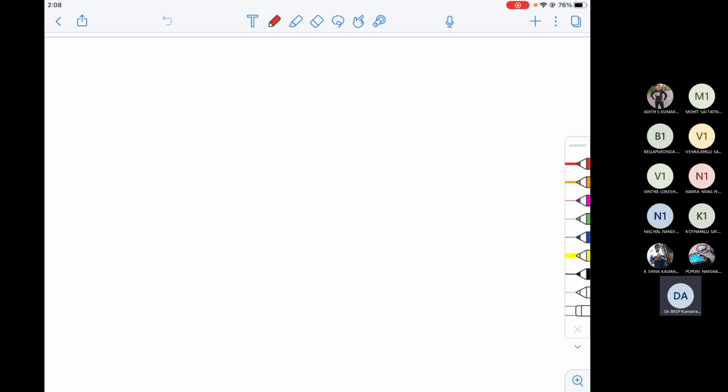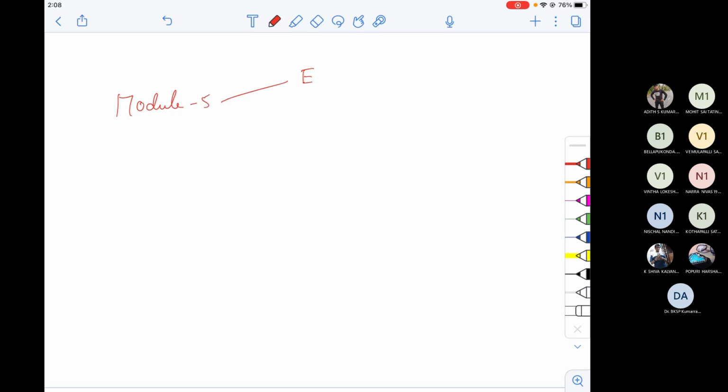I already told in yesterday's class that there are three main topics for module 5. Module 5 has three main topics. One is encoder, decoder models.